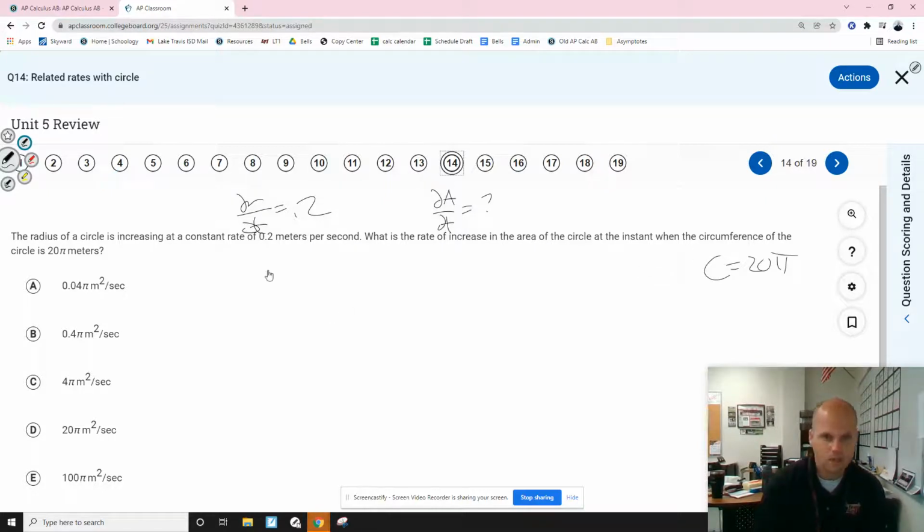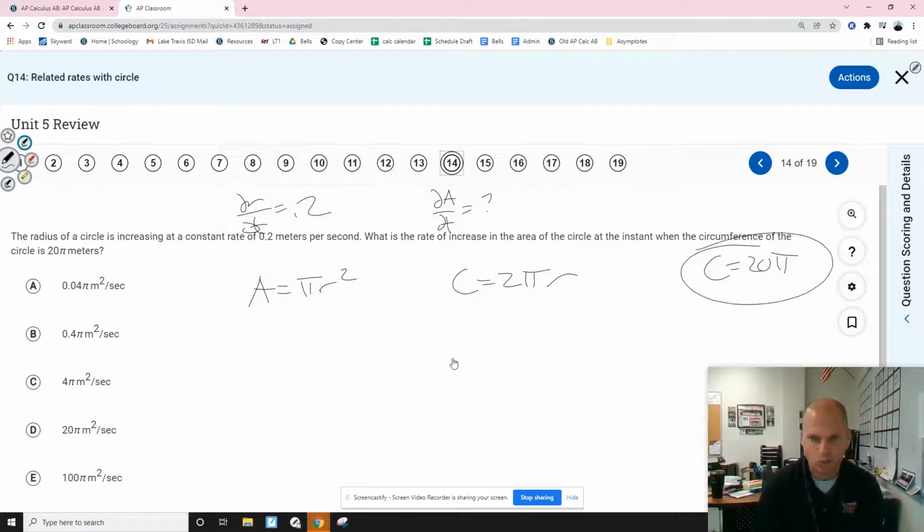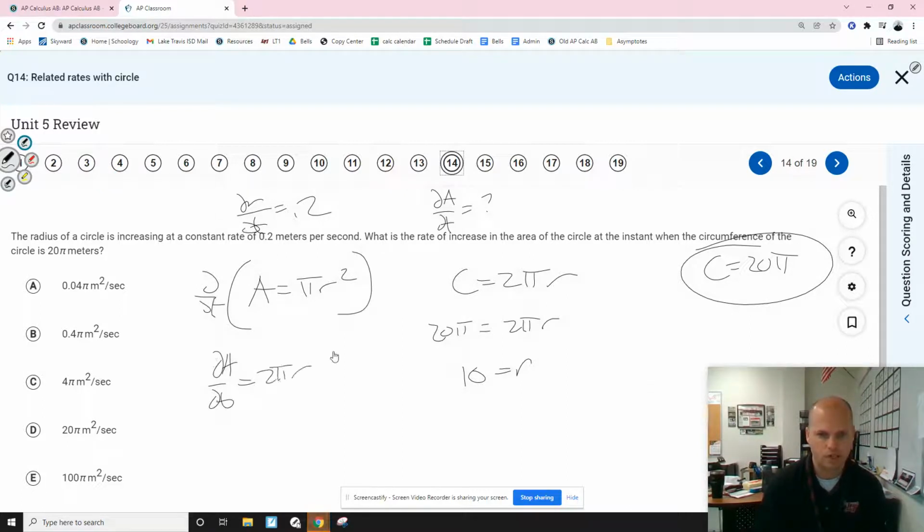All right, that's good. You need 2 formulas. The area of a circle, that you need to know. The circumference of a circle is 2 pi r. You need to know that. At the instant that C is 20 pi, we can find the radius. The radius is 10. Taking the derivative of the area, you get dA/dt equals 2 pi r dr/dt. dA/dt is what we're trying to find. dr/dt is 0.2. R is 10.